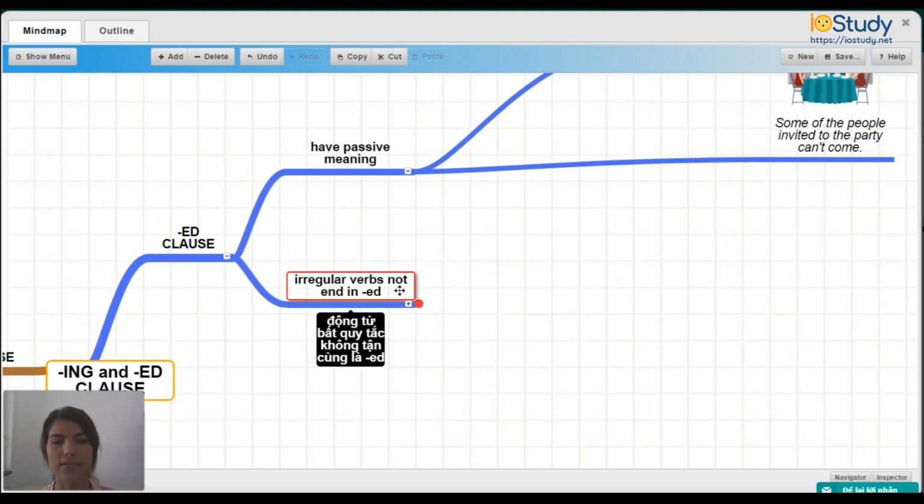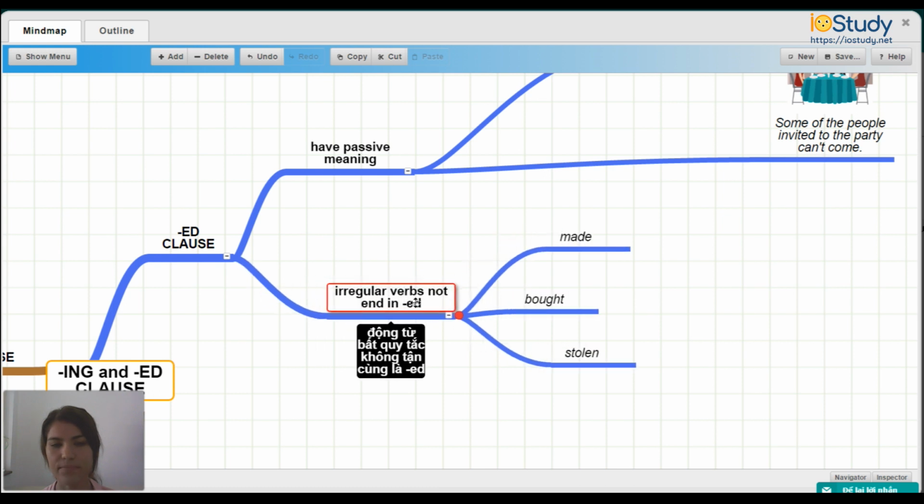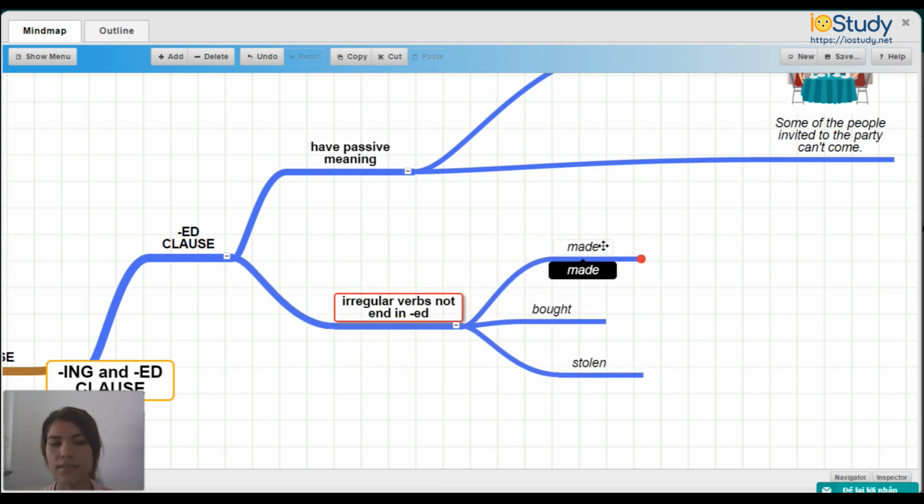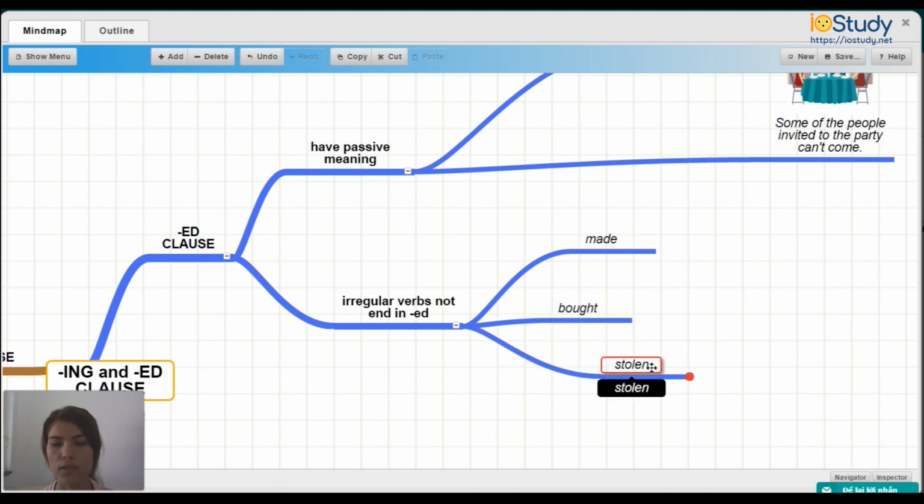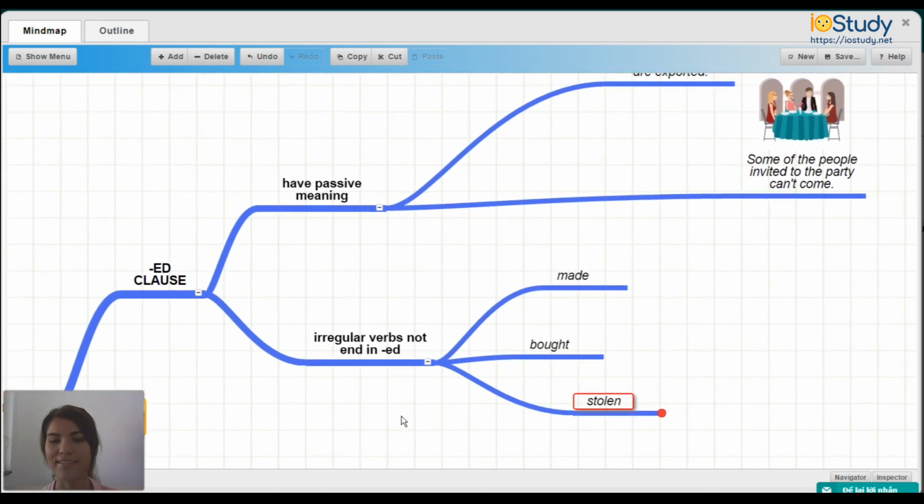So next, irregular verbs that do not end in ed. Here are the verbs made, bought, and stolen. So these irregular verbs do not end in ed when we are talking about passive meaning.